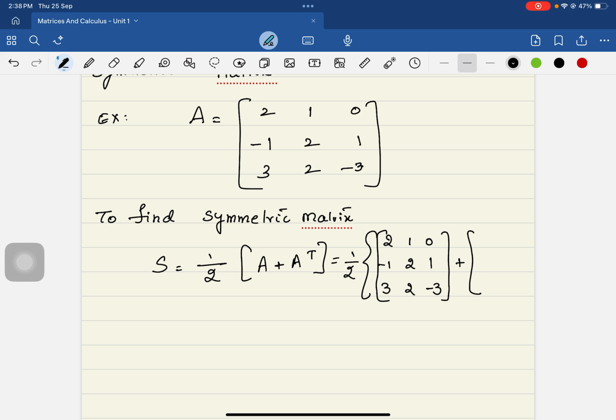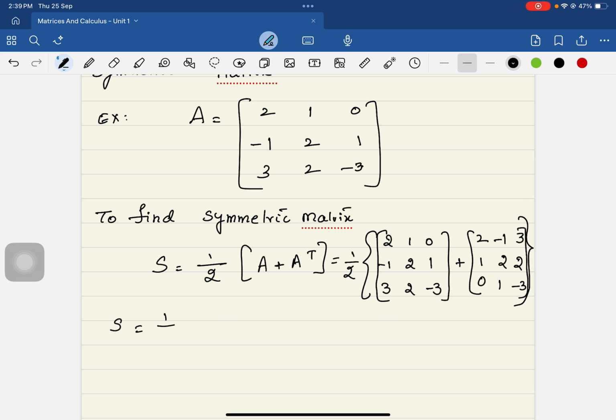The transpose is: the first row becomes the first column, the second row becomes the second column, the third row becomes the third column. So this is your matrix. Done. So now what is the matrix?